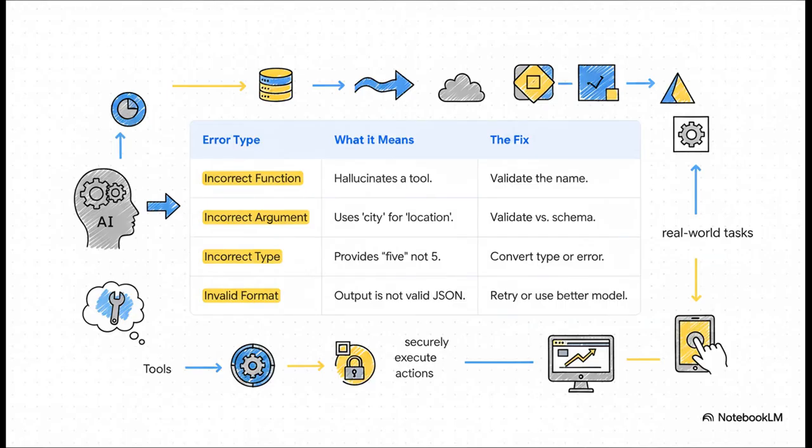You see, LLMs aren't like normal computer programs. They're a bit fuzzy sometimes. They're non-deterministic, which means they can make mistakes. It might just hallucinate a tool that doesn't even exist. Or it could get the arguments wrong, using city when the function needs location. It might even give you the word 5 instead of the number 5. So developers have to build guardrails to catch all of these potential slip-ups.